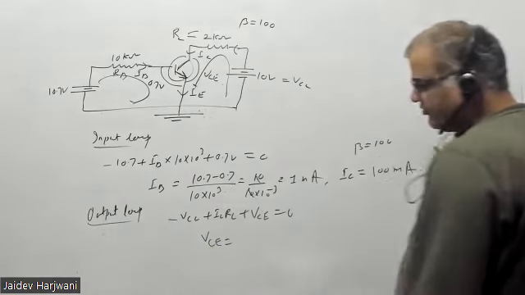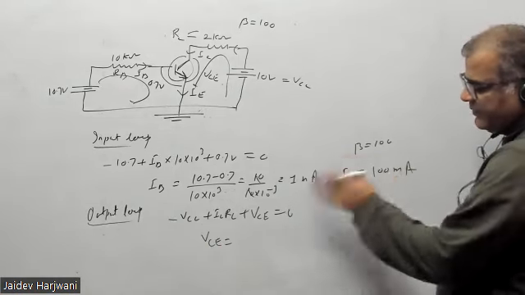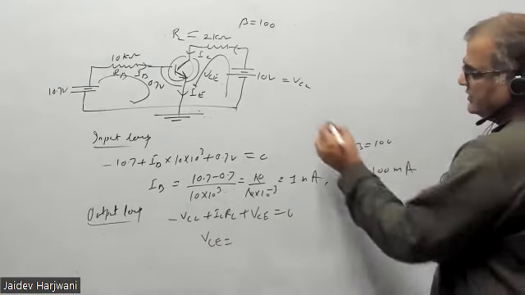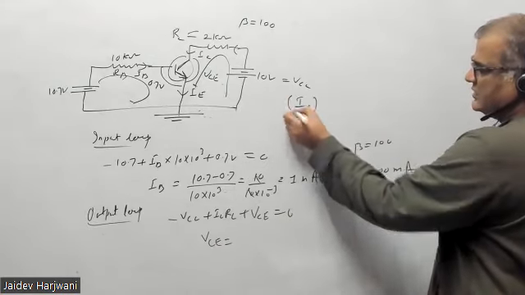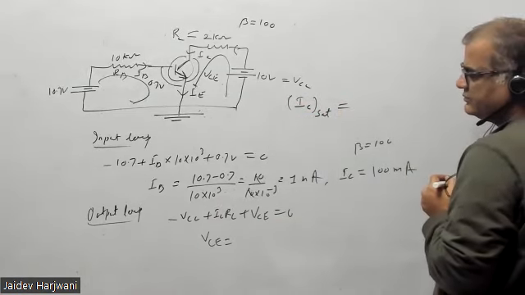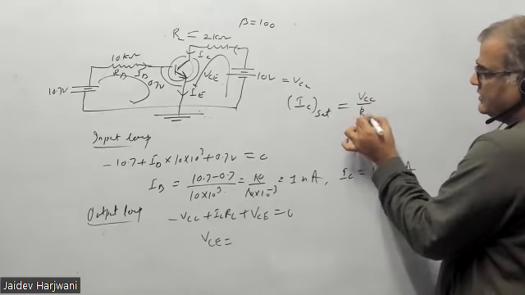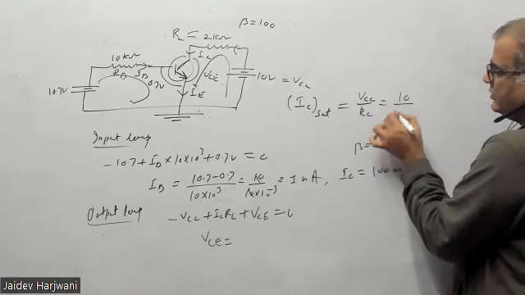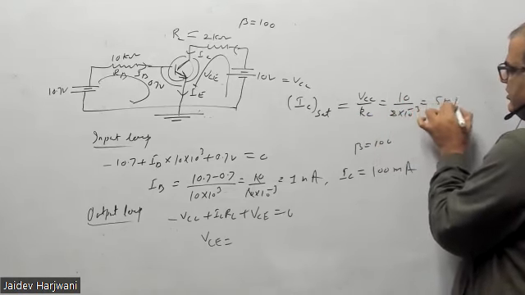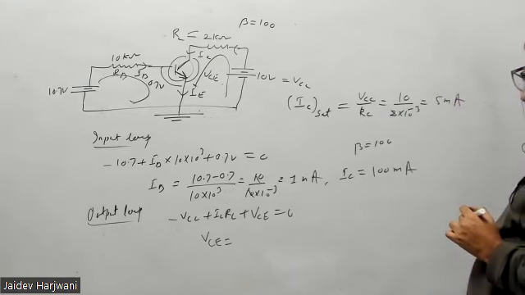Now first of all, you have to check IC saturation because this is coming too high. Before writing this equation, let me find the value of IC saturation. So tell me, what is the formula for IC saturation? VCC upon RC. 10 upon 2 kilo ohm. That is how much? 5 milliampere.